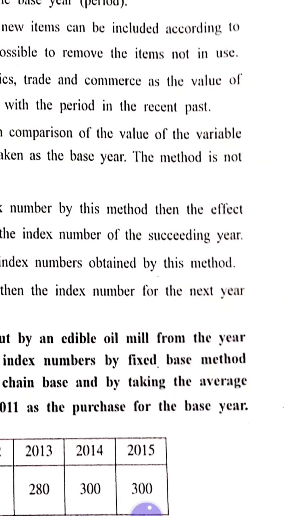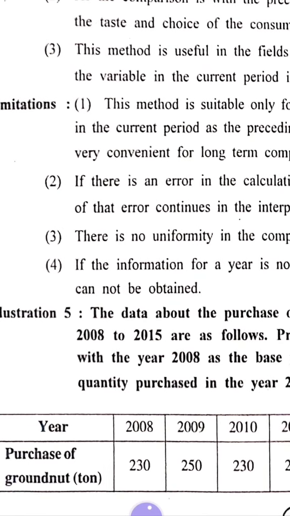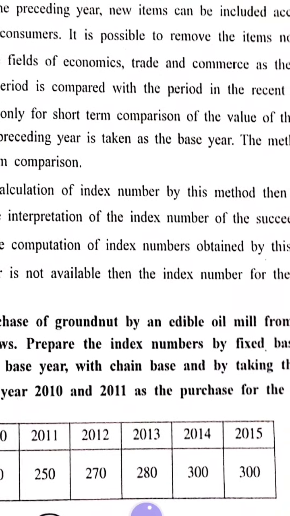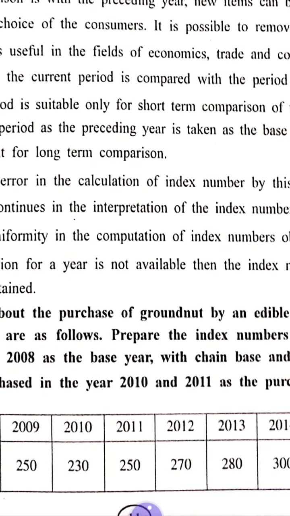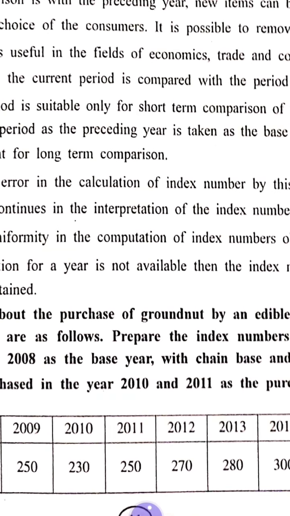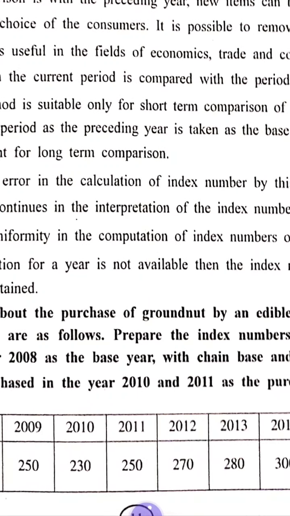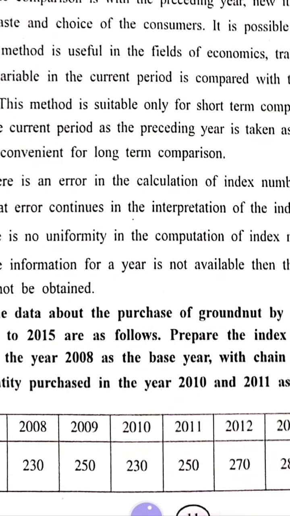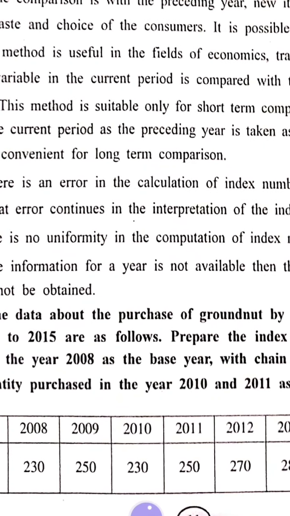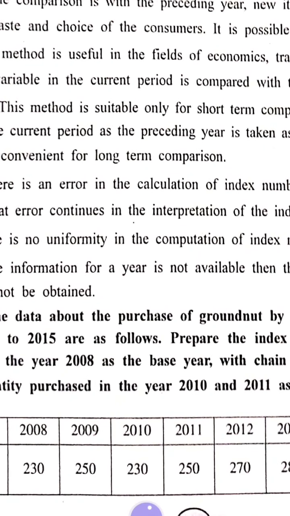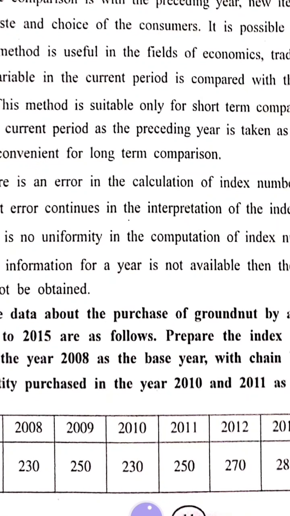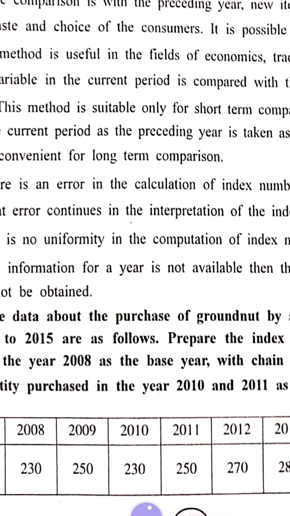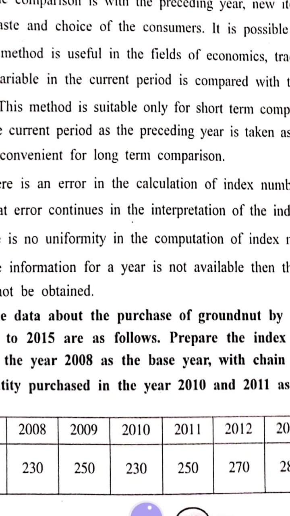And then they've given, by taking the average quantity purchased in the years 2010 and 2011. So what are you going to take now? In the base, you are going to take the average of the quantity of 2010 and 2011. Quantity for 2010 is 230. Quantity for 2011 is 250. You are going to take the average of it because 2 years are there, so you divide by 2. That is 230 plus 250, that will give you 480. 480 divided by 2 will give you 240.